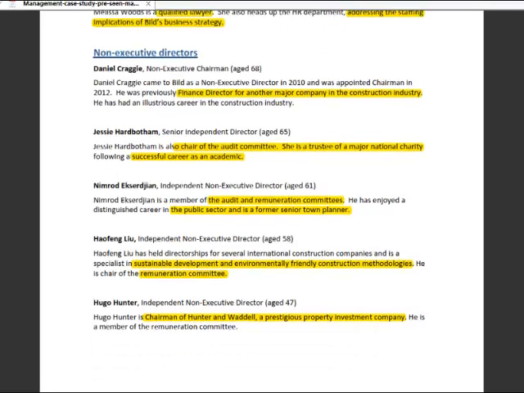We have another independent director who's experienced in sustainable development, environmentally friendly construction methodologies, chair of the remuneration committee. Again, what experience does that person have of understanding how to pay people in a competitive public company environment? And Hugo Hunter is a chairman of Hunter & Waddell, a property investment company. He's a member of the remuneration committee. And I highlighted a property investment company. Is this a good thing or a bad thing? Not sure yet. It's just a question mark.